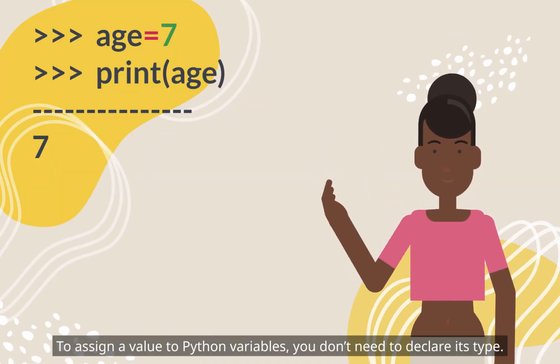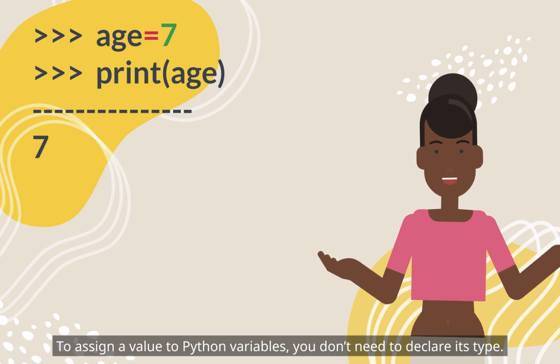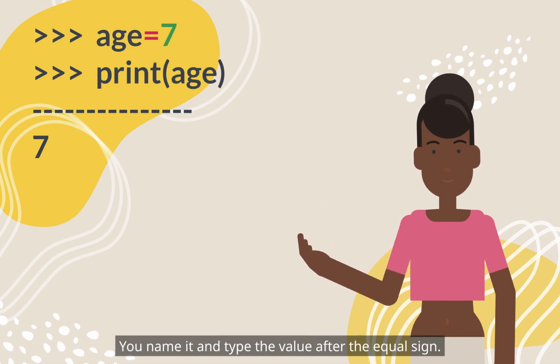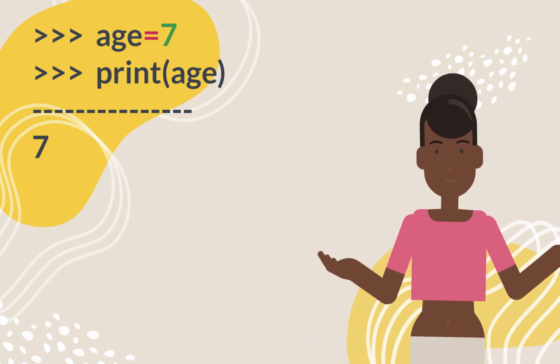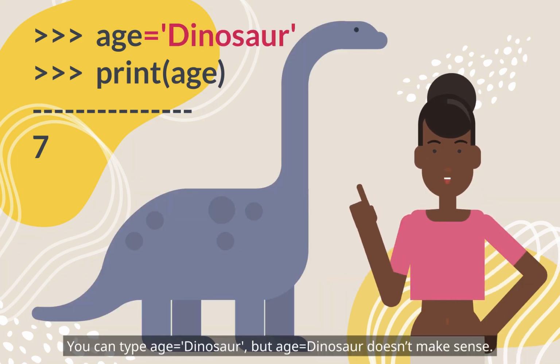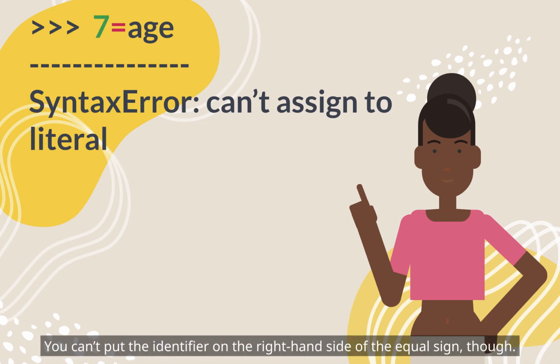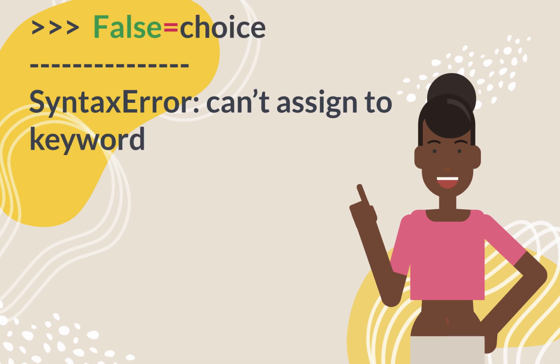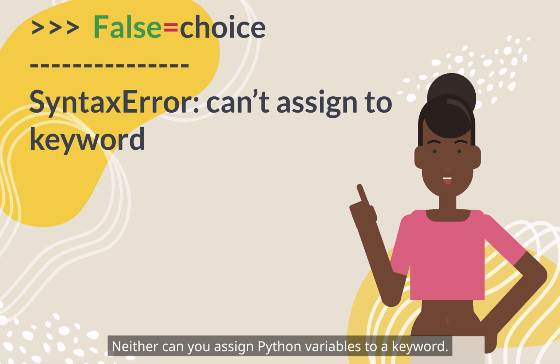To assign a value to Python variables, you don't need to declare its type. You name it and type the value after the equal sign. You can type age equals 7, but 7 equals age doesn't make sense. You can't put the identifier on the right-hand side of the equal sign, though. This code causes an error. Neither can you assign Python variables to a keyword.